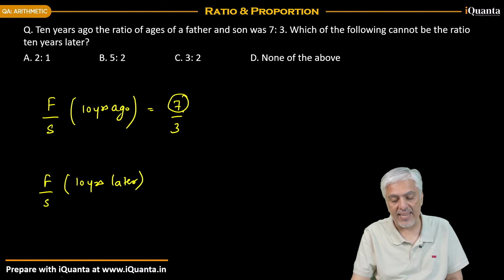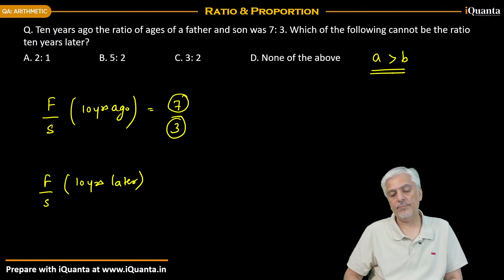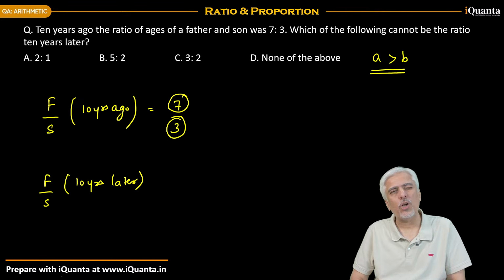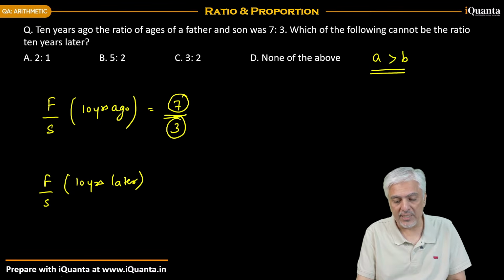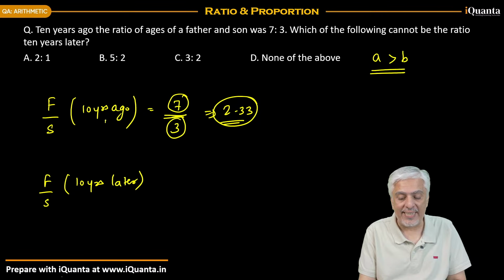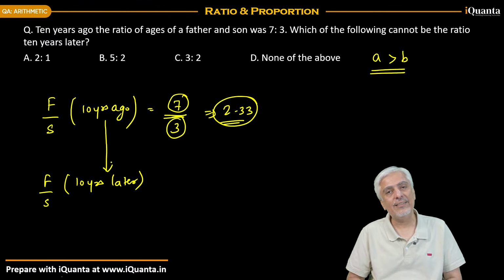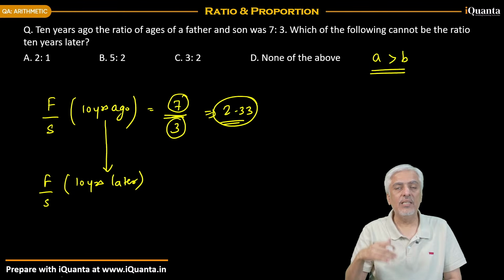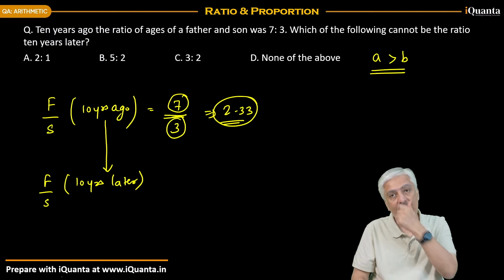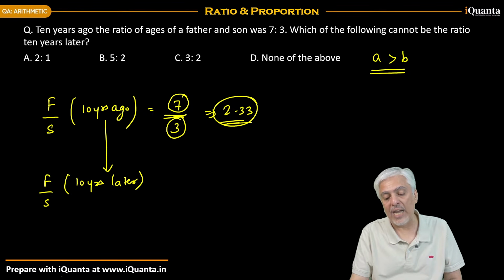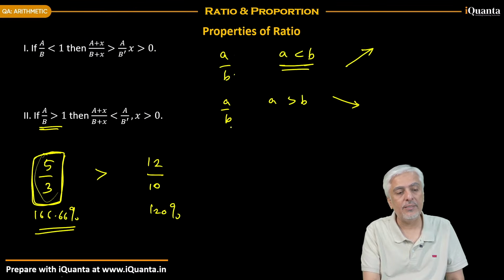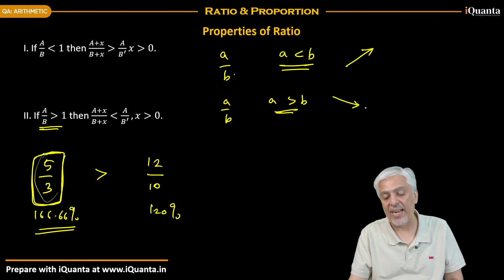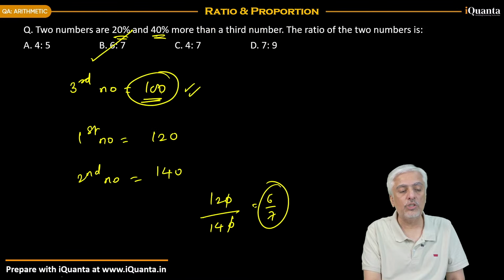If I think of this as A and this as B, the concept is A is greater than B. How much is 7 upon 3? Approximately 2.33. If I don't do percentage, I do fraction also. Because I'm adding 10 years, 10 years later, both of them will get older, no? Father will also get older, son will also get older. If A is greater than B and I add, my answer will go down. It should not go up.